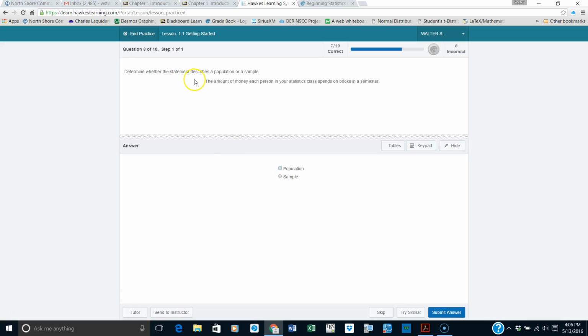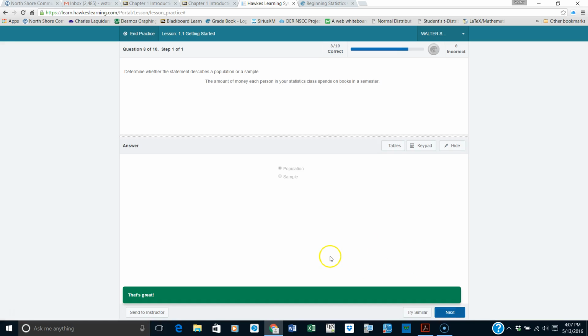And once again, we want to determine whether the statement describes a population or a sample. So we're looking at the amount of money each person in your statistics class spends on books in a semester. So we're not asking for a set of 5 students out of all the students or any sample idea. So it looks like we're looking at the entire class. So that would be a population rather than a sample. So we're good with that.